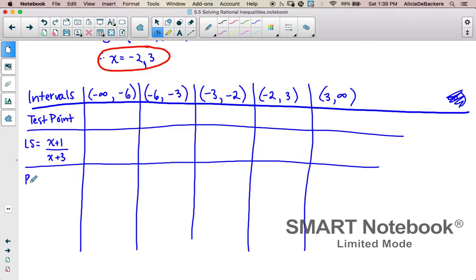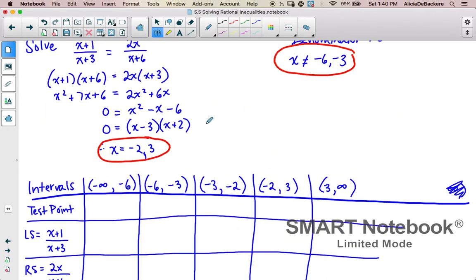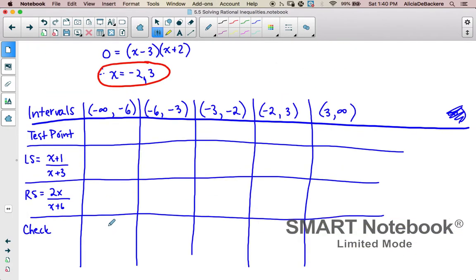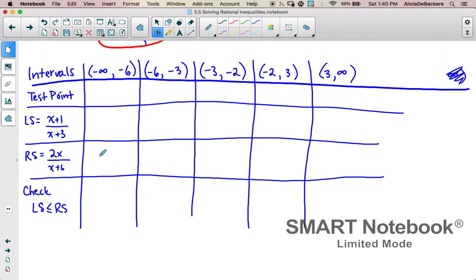And then my right side equation on the other side was 2x over x + 6. Okay, now what I need to check after I have those two answers is which one is bigger than the other. Remember, what I want is the left side to be less than or equal to the right side. So I'm going to just check that out. Is the left side less than or equal to the right side? All right, let's see what we fill in here.